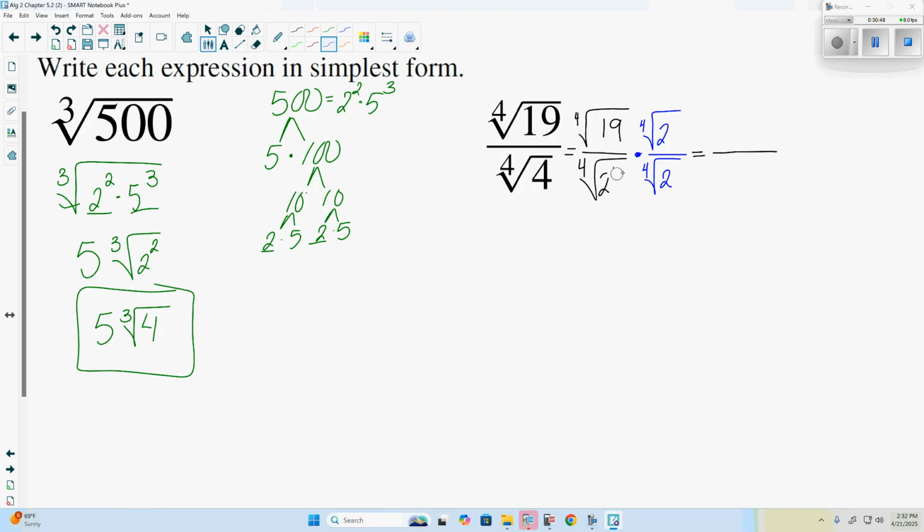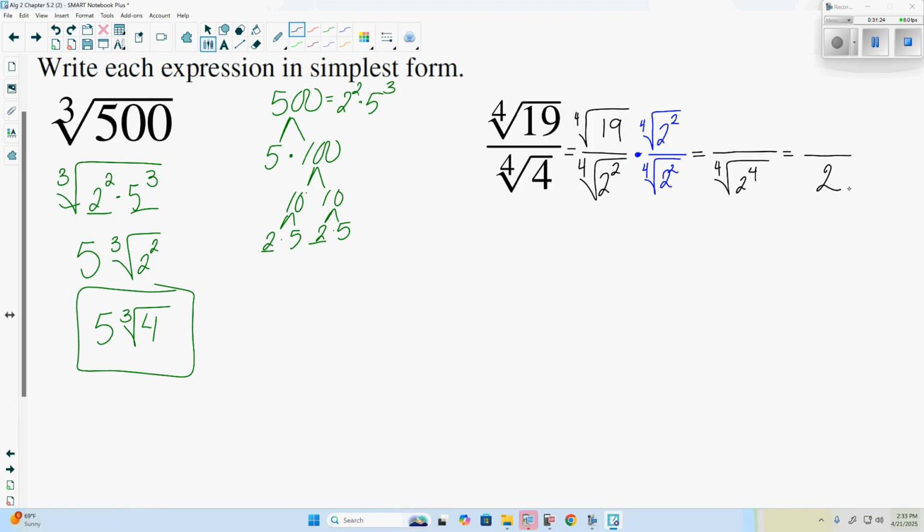But here, it is indeed 2. But if it was bigger than 4, our index, we'd have to go to the next multiple of the index. But here, we just need it to be 2 squared. We have 2 twos. We need 2 more to give us the 4th root of 2 to the 4th. Well, the 4th root of 2 to the 4th is 2.